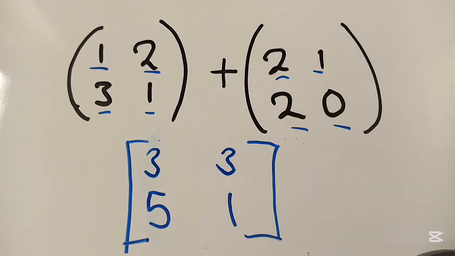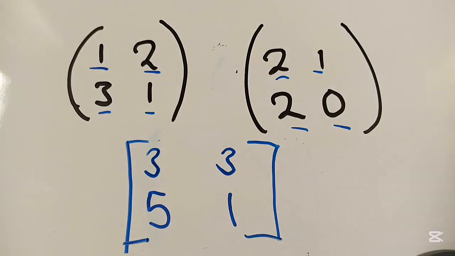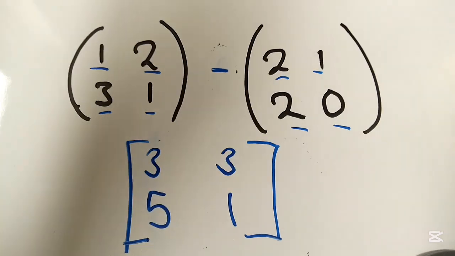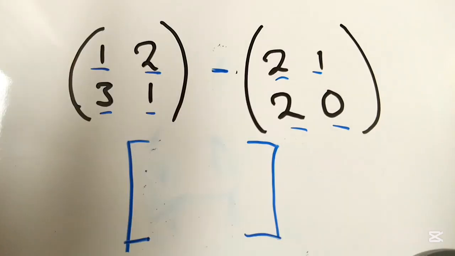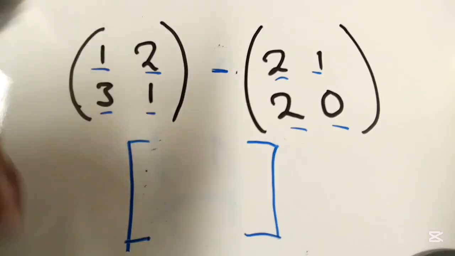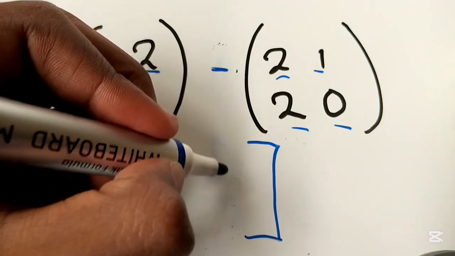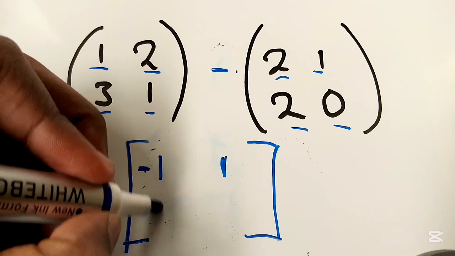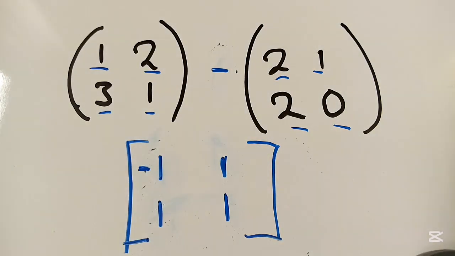Same applies with subtraction. Let's say this was a minus sign. We'll just do the same thing and replace these values. So it would be 1 minus 2, which is negative 1. 2 minus 1, which is 1. 3 minus 2, which is 1. And 1 minus 0, which is 1. Therefore, this would be our matrix if we were to subtract.